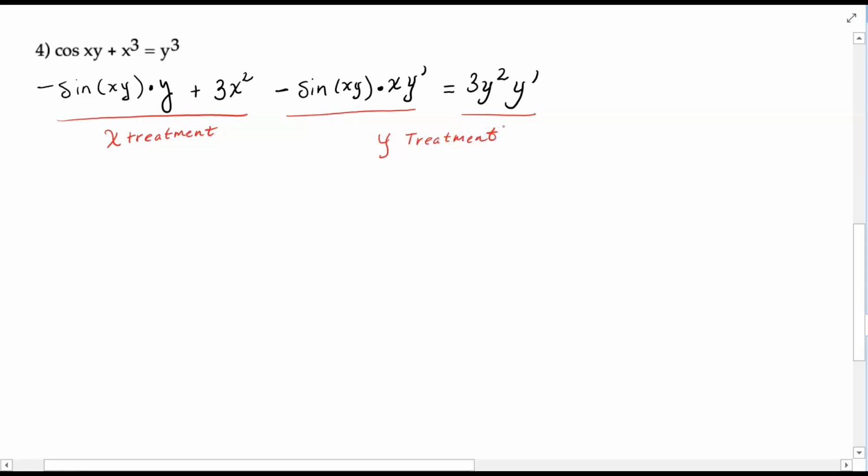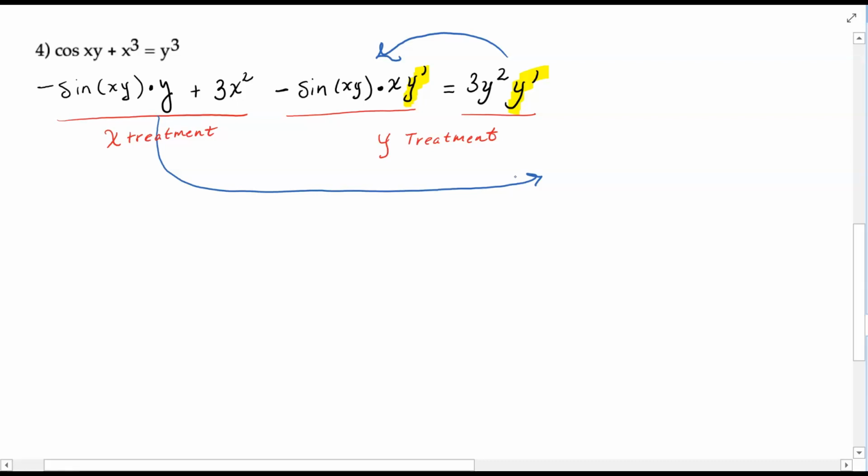Okay, now our goal is going to be to isolate the y primes. So there's a y prime and there's a y prime. The trick is to get your y primes all on one side. So let's go ahead and do that. We're going to move this guy this way so that the y prime's over there. And all of this stuff that was on the x treatment, we can move this way.